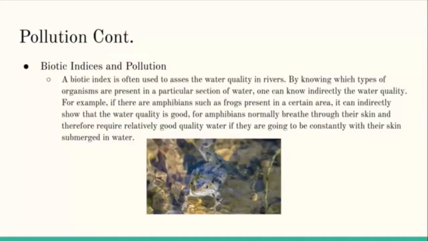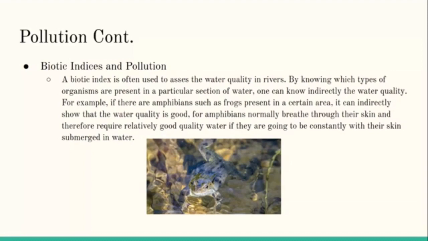Another way which we can look at pollution is through biotic index. So biotic index is basically just an index which can tell whoever is looking at it the diversity of the organisms in the water. So if there's a high biotic index, it's typically going to mean that there are a lot of diverse animals living and being sustained in that area.